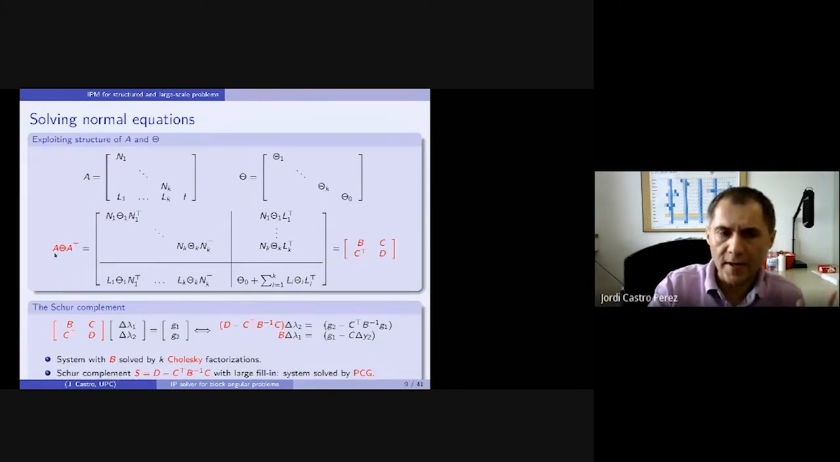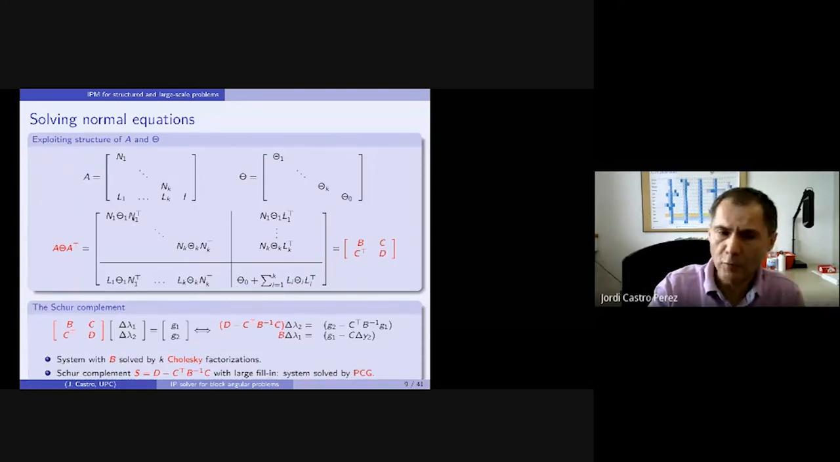Let's compute the structure of A zeta A transpose. It has this form. Remember, A is divided in two parts, the block part and the linking constraints part. So A zeta A transpose will have four different parts: N times N transpose, N times L transpose, L times N transpose, and L times L transpose. This part will be named B, this part is C and C transpose, and this part is D. B, this matrix, is block diagonal and has K smaller blocks.